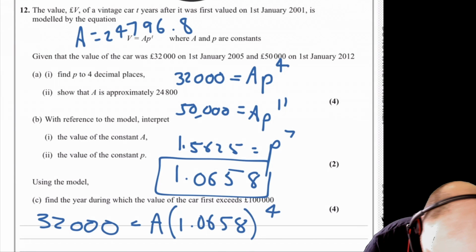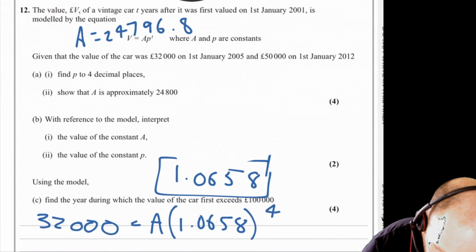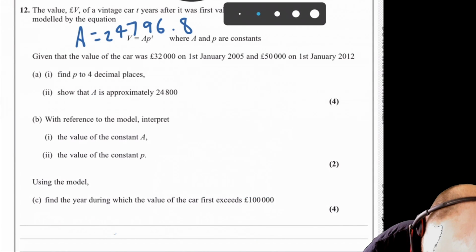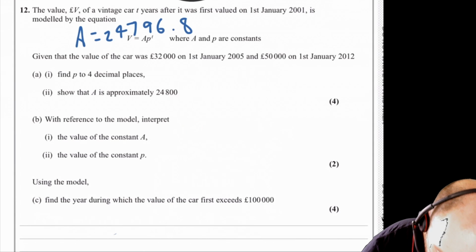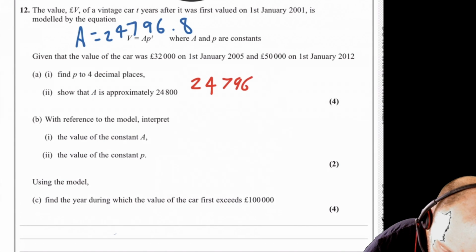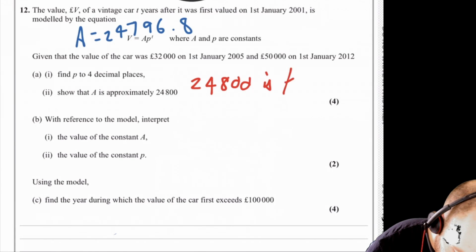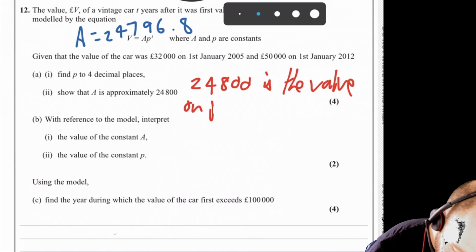Okay, interpret the value of A. So A would be our initial value. So if you put in T as 0, you get the value as A. Well, let's not use A, let's use 24,796, or let's use what they did in the question. 24,800 is the value on January 1st, 2001.